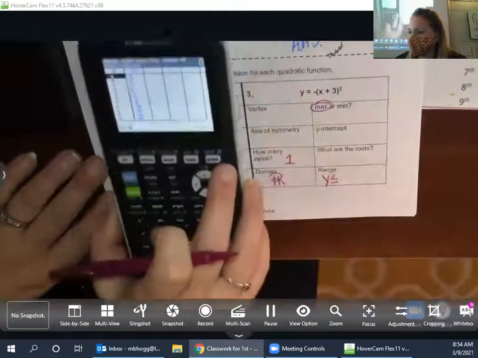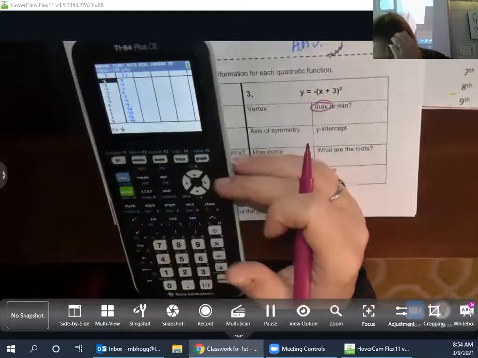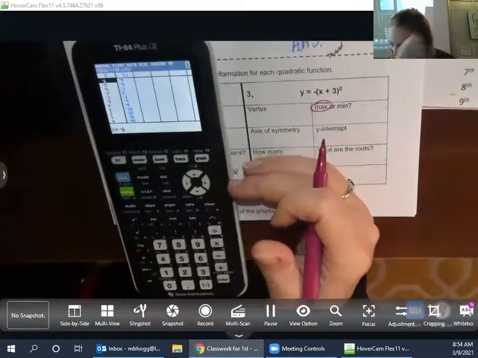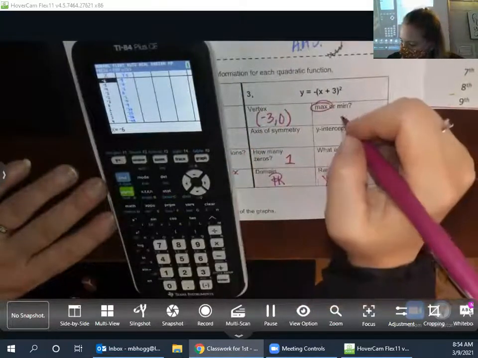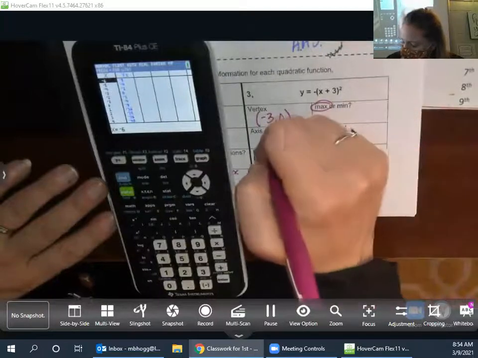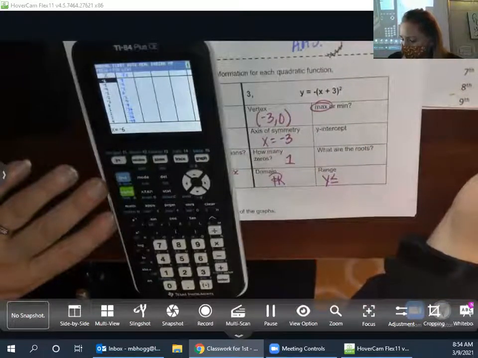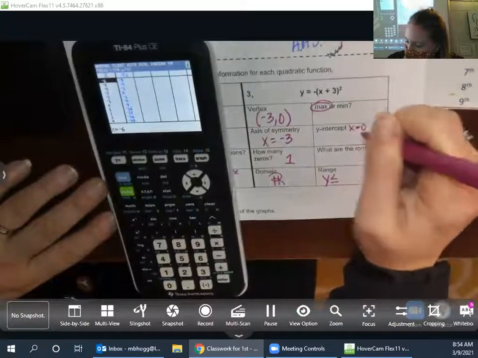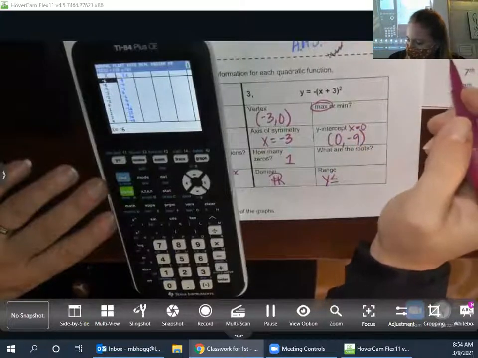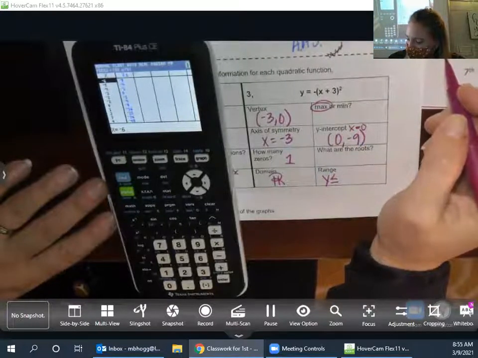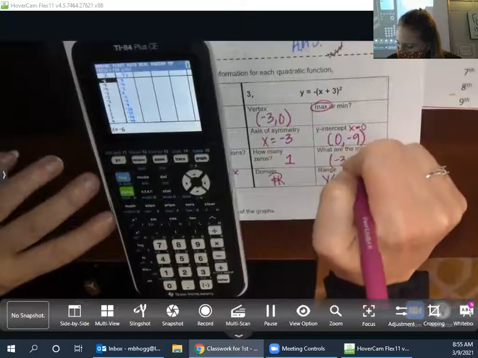So I'm heading over to the table. Looking for my vertex sandwich. We have a negative 1, 0, negative 1. So it looks like my vertex is negative 3, 0. Axis of symmetry, it deals with your x value of your vertex, that's negative 3. And the y-intercept is where x equals 0. Look at your table, it's negative 9. 0, negative 9. Says, what are the roots? The roots are where there's a 0. There's only one, and it's negative 3, 0.